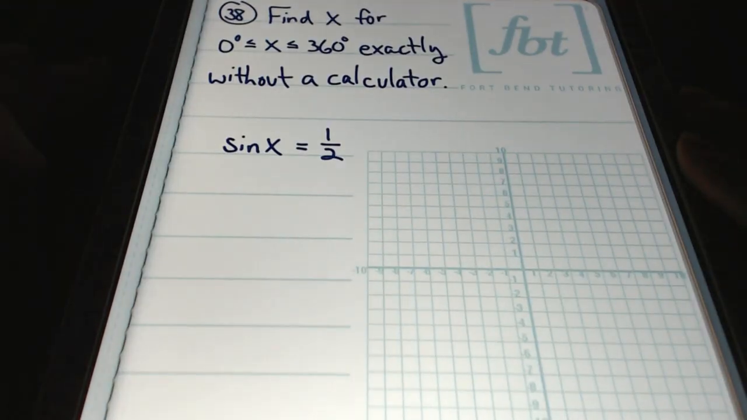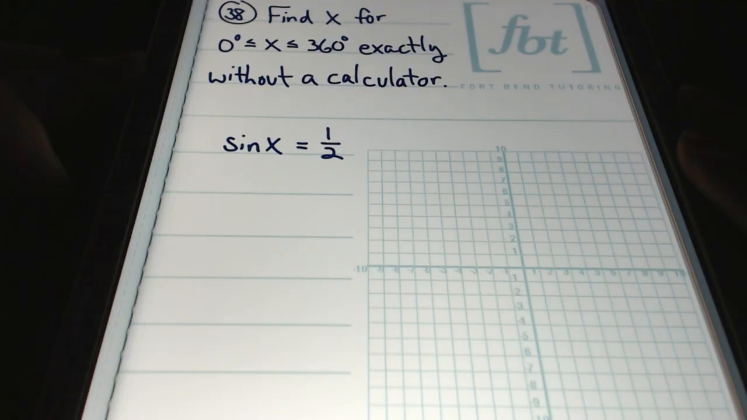That's right. Let's look at problem number 38, guys, as we do some trigonometry again. That's right. Dealing with some trig ratios. It says to find x for all x's between the angle measurements 0 and 360 degrees exactly without a calculator.